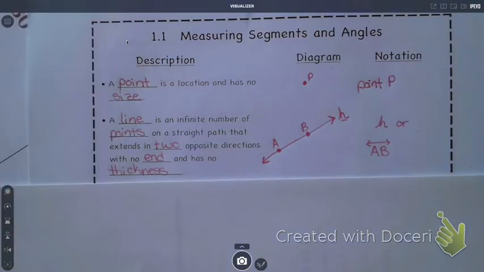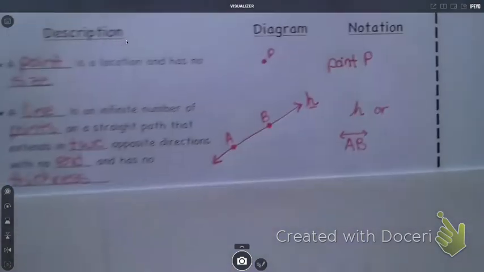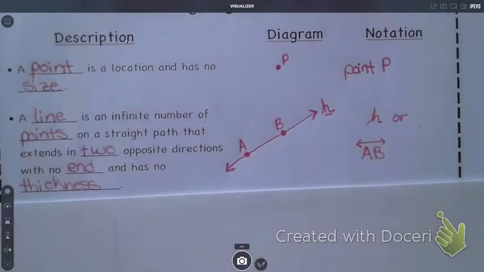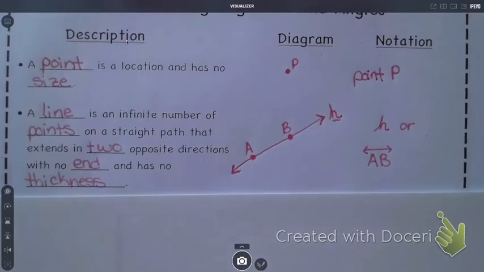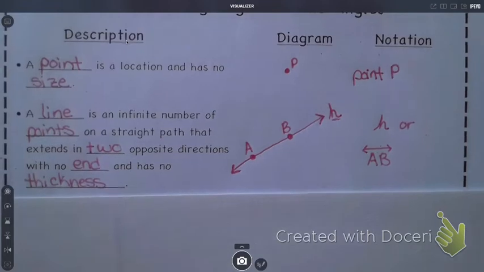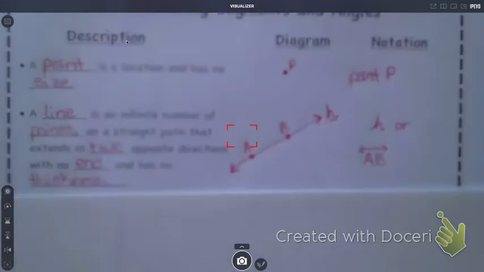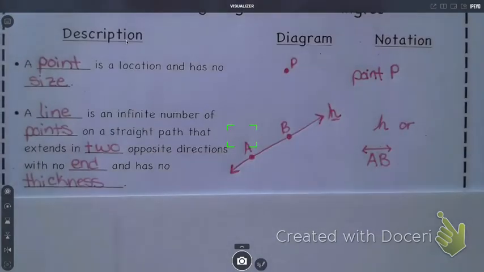Next, a line is an infinite number of points on a straight path that extends in two opposite directions with no end and has no thickness.